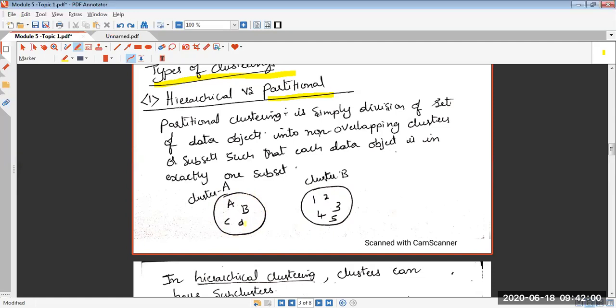Okay. So once again, I'm repeating. Partitional cluster is non-overlapping cluster, meaning that a data object that is there in one cluster, you will not find it repeated in a different cluster. First point. Second point, you do not find any subsets inside a cluster. It is one single cluster. That's it. End of the story. You do not find any smaller subsets. So this is partitional clustering.